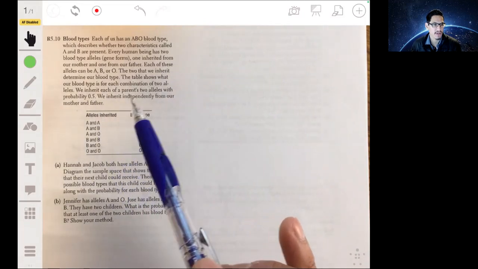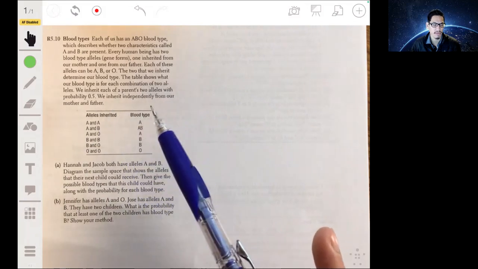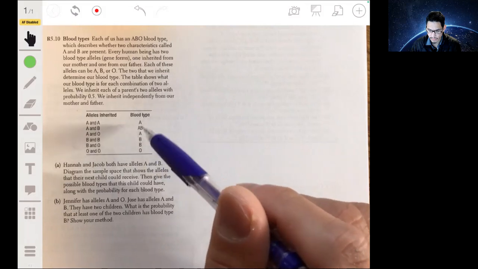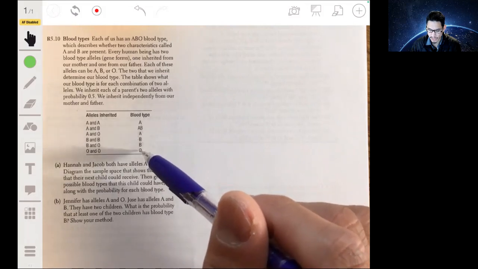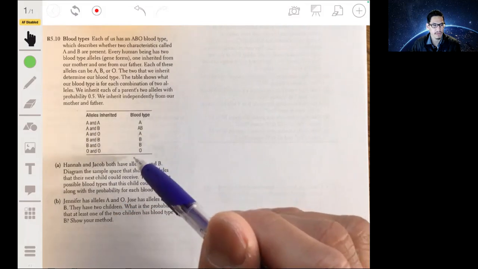We inherit each of our parents' two alleles with a probability of 0.5. We inherit independently from our mother and father. So here are the possible blood types: A, B, and O. And the alleles we have to inherit to get those blood types.